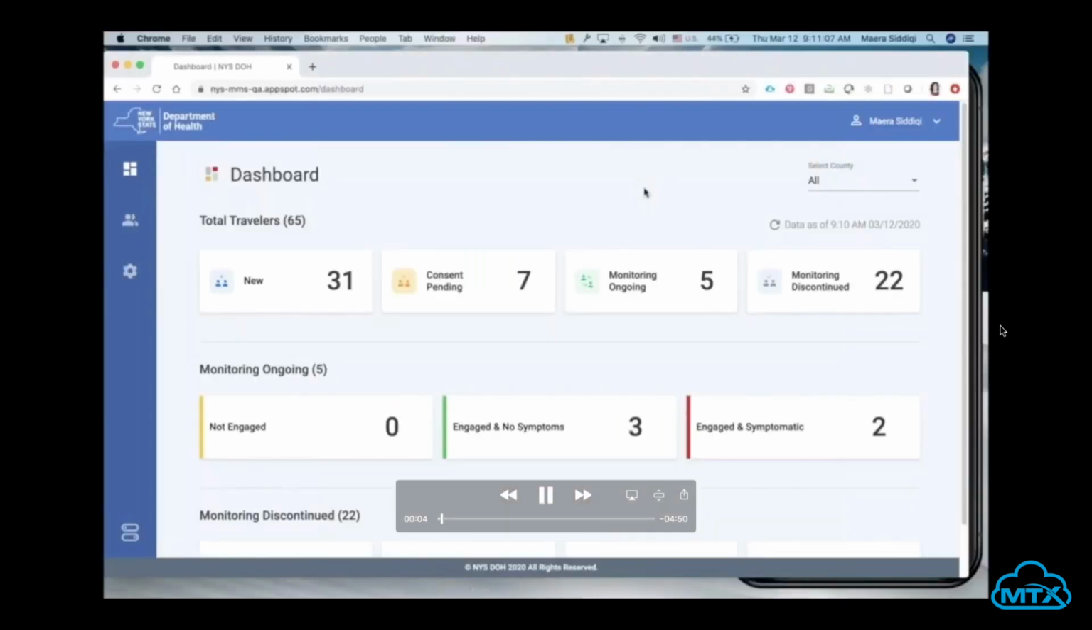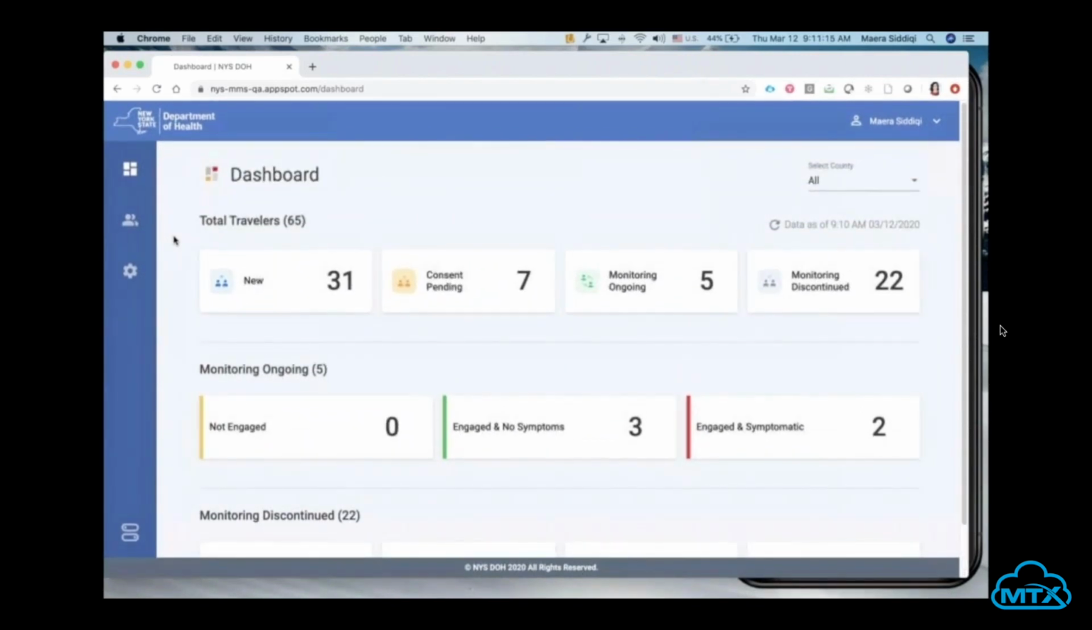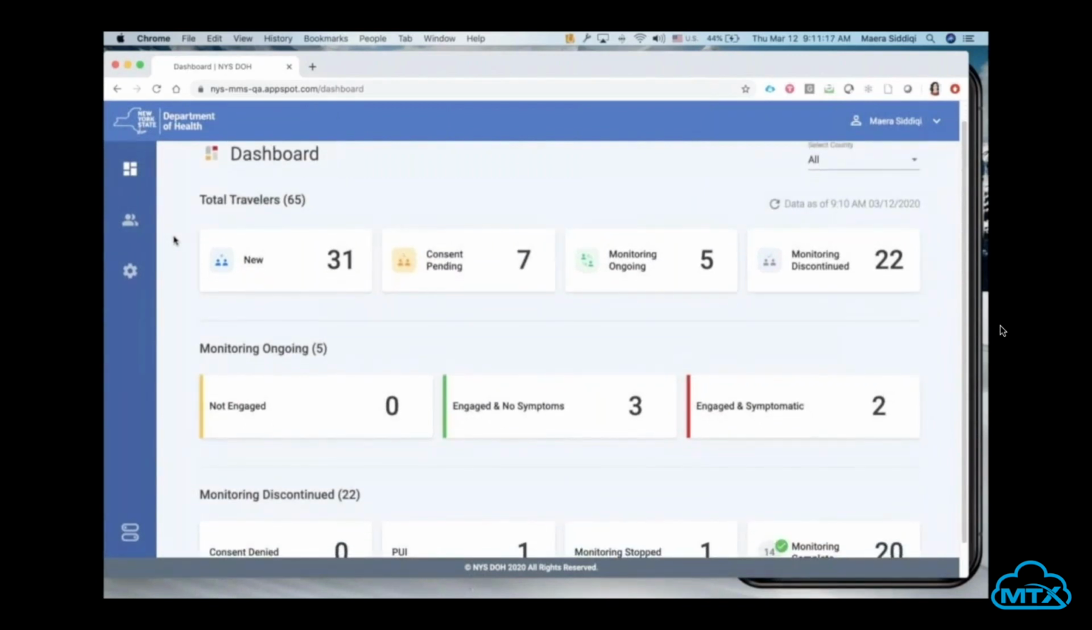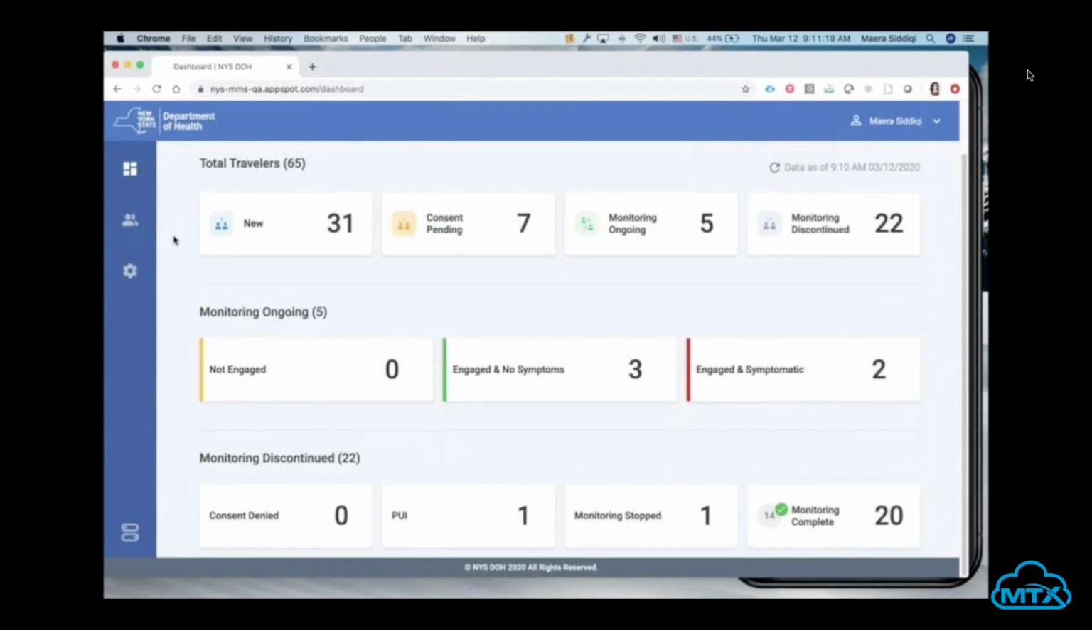So the application initially presents with an executive dashboard that allows you to get a quick look overall at what's going on in the state. Counties can see this dashboard limited to their county as well, or local health departments can. They get an idea of the new items that have come in, the new passengers or travelers that have come in from the Centers for Disease Control at the airport that they've sent them, an idea of who's pending, how many they're monitoring currently, and how many have been monitoring discontinued. Those are primarily people that are monitoring complete because they've been through the 14-day period already.